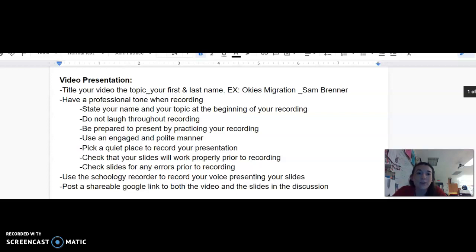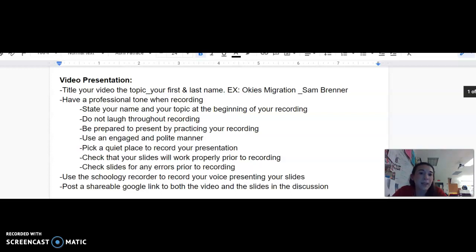Have a professional tone when recording. So it is important that when you are recording that you are following these standards in order to have an appropriate recording. So you need to state your name and your topic at the beginning of your recording. You should not be laughing throughout your recording. It is okay to be smiling and to enjoy presenting, but please do not constantly laugh or try and make it uncomfortable for the listener.